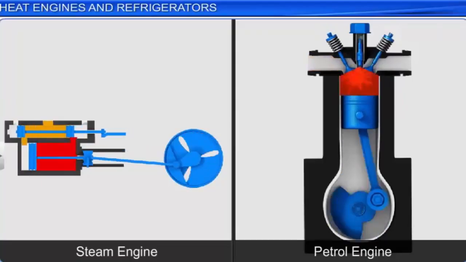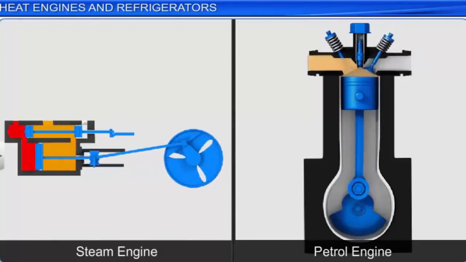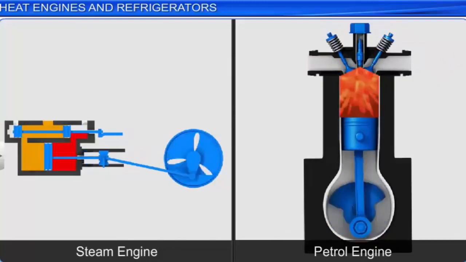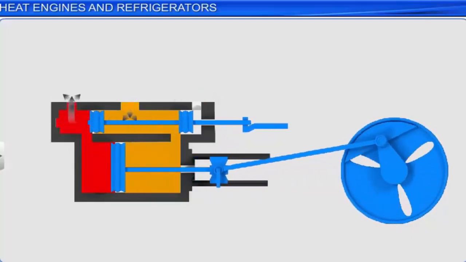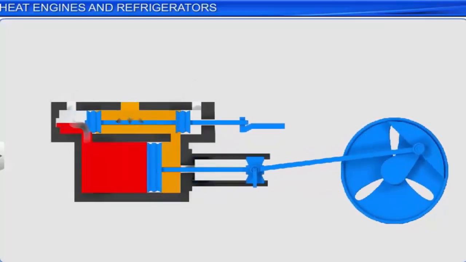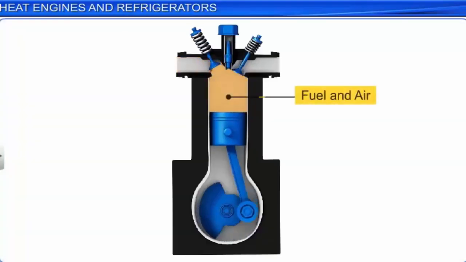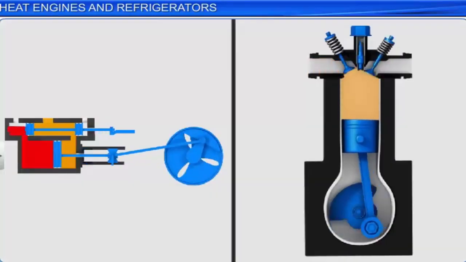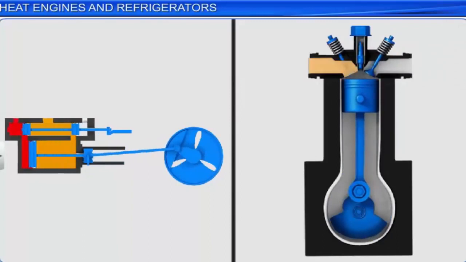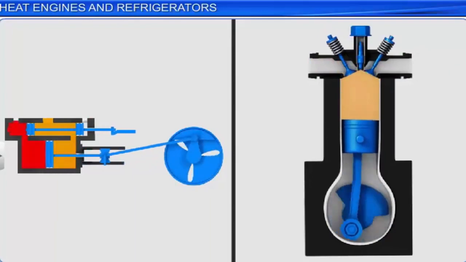In any heat engine, a small quantity of matter, usually called the working substance, acts as the system. For example, water is the working substance in the case of a steam engine, and a mixture of fuel and air is the working substance in the case of a petrol engine. The working substance undergoes a sequence of processes that finally leave it in the same state in which it started. Such a process is called a cyclic process.